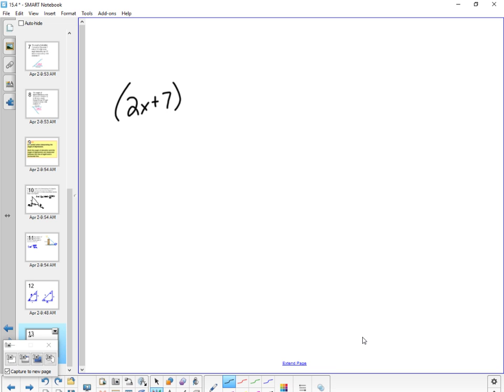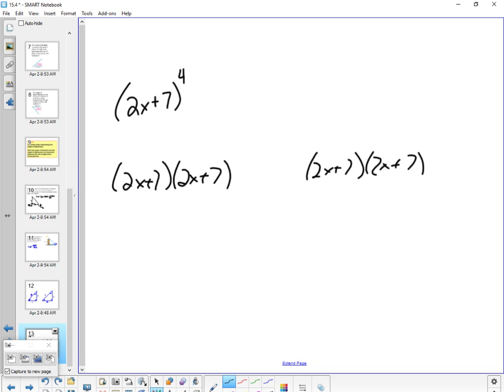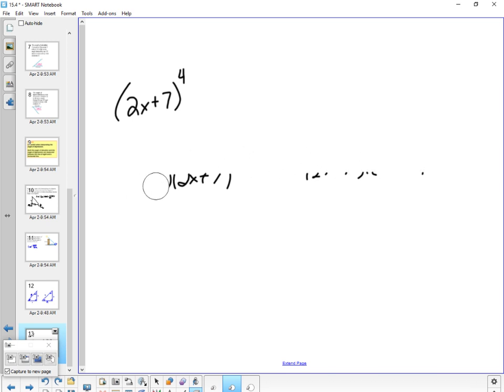Sounds good to me. So, can you imagine the tediousness of having to do this problem? Because I think everybody would go 2x plus 7 times 2x plus 7, and then do 2x plus 7 times 2x plus 7 again, and then take those two and multiply them out. Right? That's not the objective here. We want to be able to go straight to the answer. That would be the nicest thing to do.